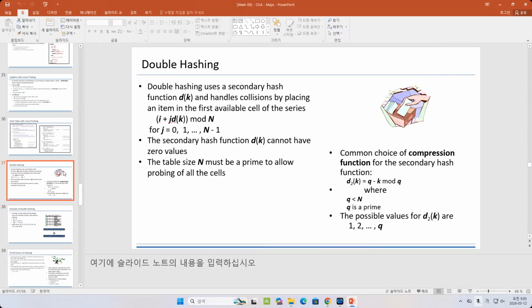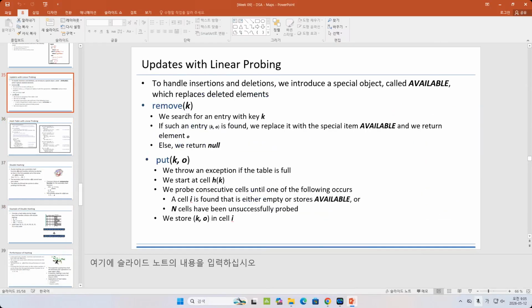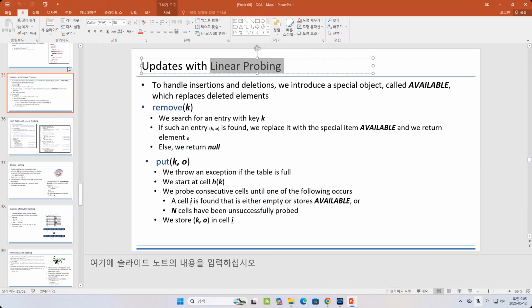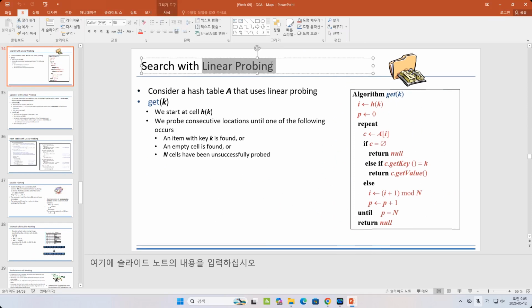Before, I think we finished with the linear probing. So with linear probing, we want to put the item into a cell with the linear space. The linear space means whenever we find a blank, we put the item.